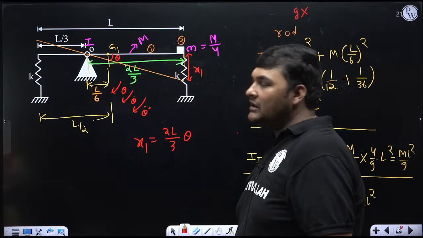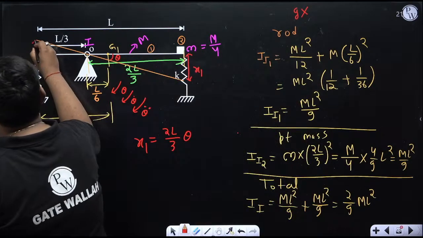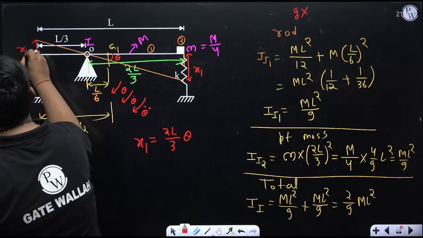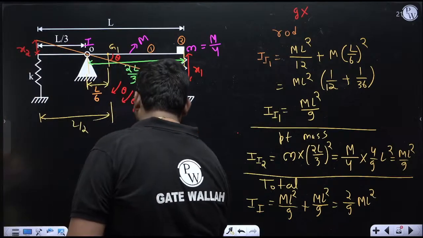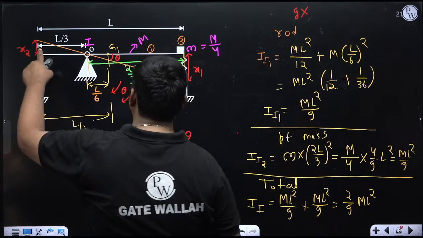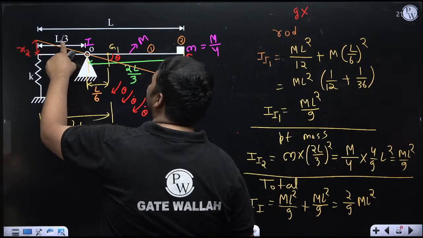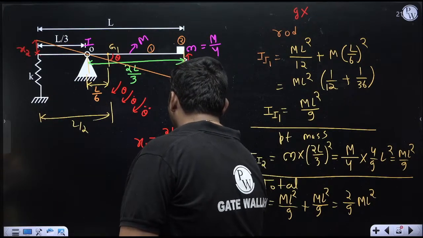Yes. Similarly, here also spring is coming now. So what about displacement of this point? Suppose I am representing this as x2. It will be x2, displacement of this point. Now distance of this point from I center is l by 3. So can I say x2 will be l by 3 theta?